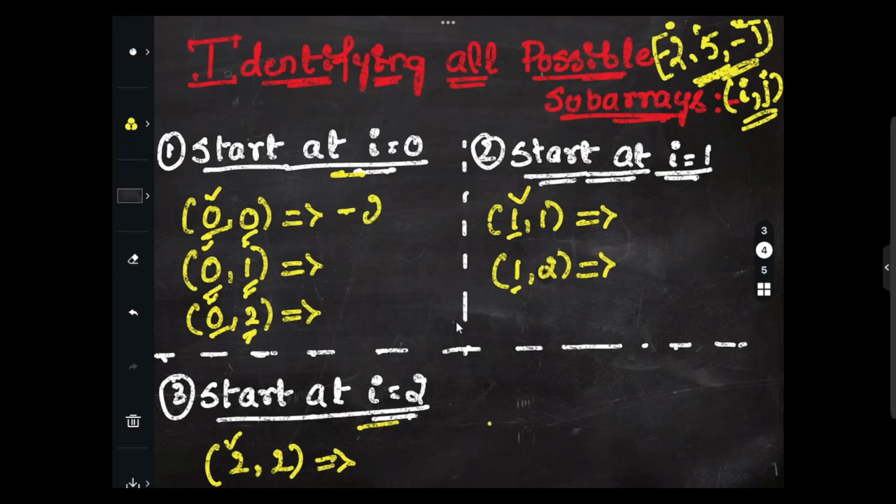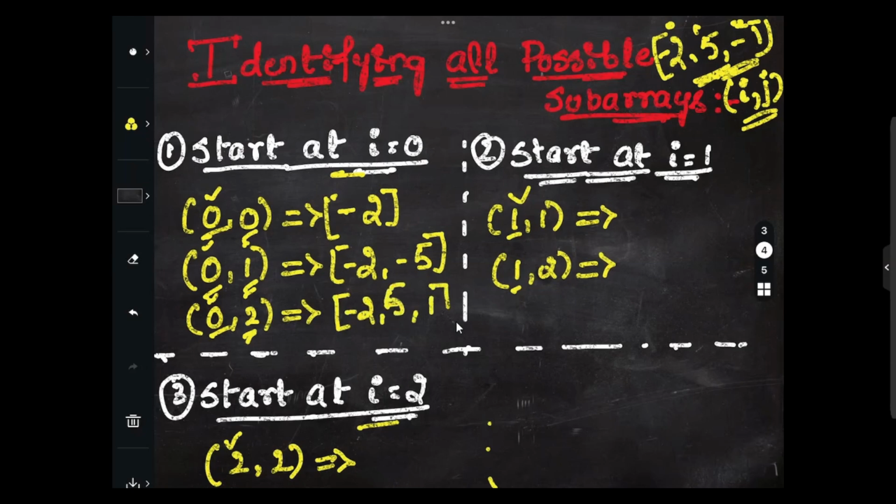So here for this one, we'll be going with -2. For this one, this will be -2 and 5. Sorry, I'm getting confused, this is only 5. So -2, 5, and -1, right? For 1,1 and 1,2, we will ignore the 0th one, means we will ignore -2 entirely, when we start with i equals 1. So we will go initially with 5, and then 5, -1. I hope this is clear.